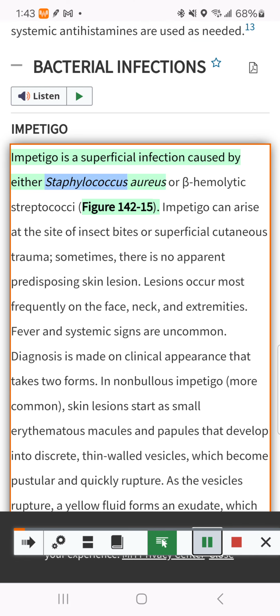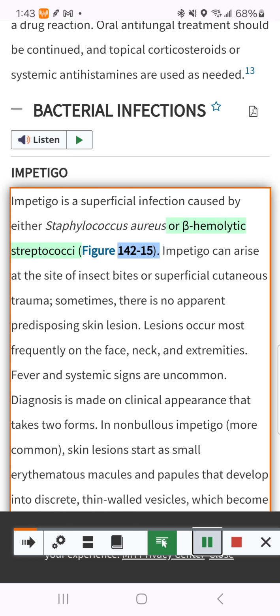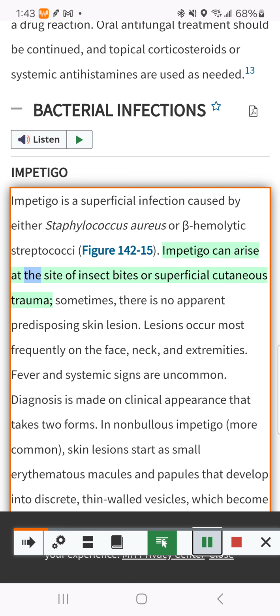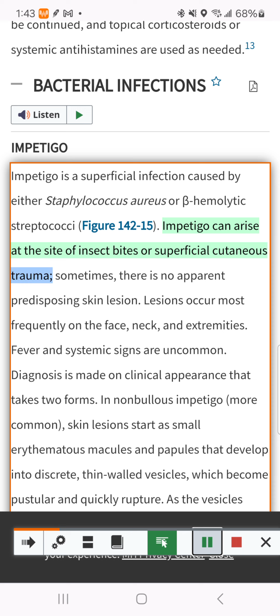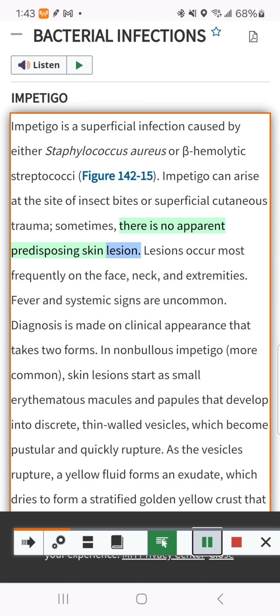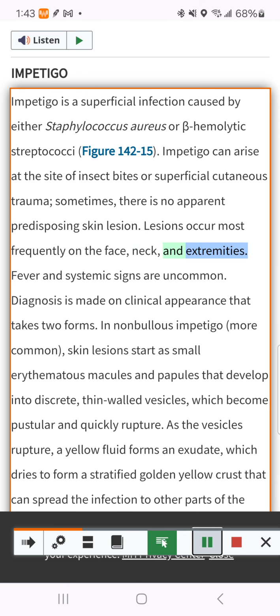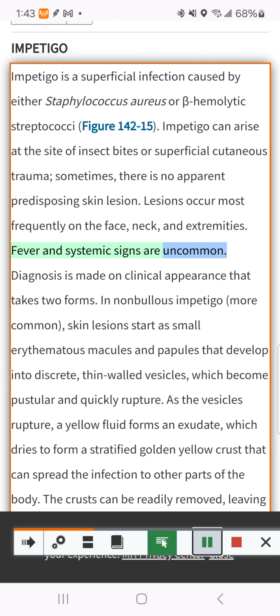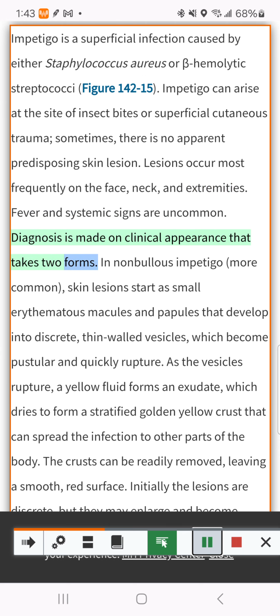Impetigo is a superficial infection caused by either Staphylococcus aureus or beta-hemolytic streptococci, Figure 142-15. Impetigo can arise at the site of insect bites or superficial cutaneous trauma. Sometimes, there is no apparent predisposing skin lesion. Lesions occur most frequently on the face, neck, and extremities. Fever and systemic signs are uncommon. Diagnosis is made on clinical appearance that takes two forms.